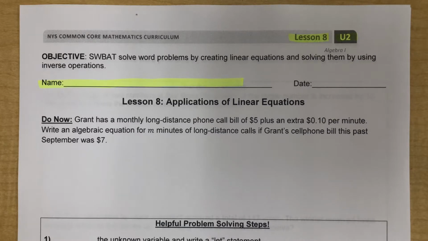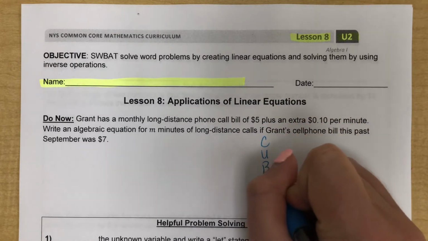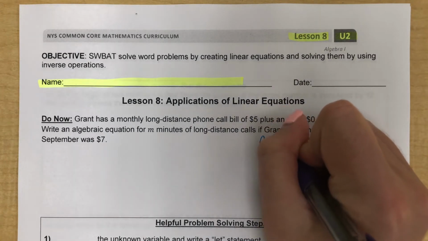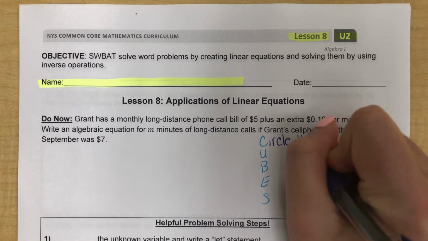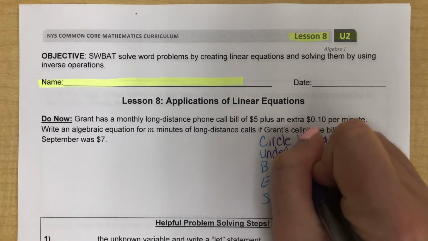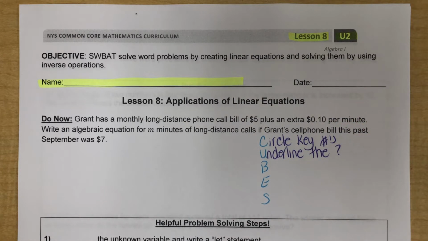So what we've been working on is anytime we see a word problem, we always want to start off by cubing that question. I'm going to write out on the side what cubes represents just to refresh our memory. So we have C, U, B, E, and S for cubes. C stands for circling, right? Circle our key numbers. U stands for underlining the question. Whatever the word problem is asking, we want to underline that so we make sure we answer it properly.